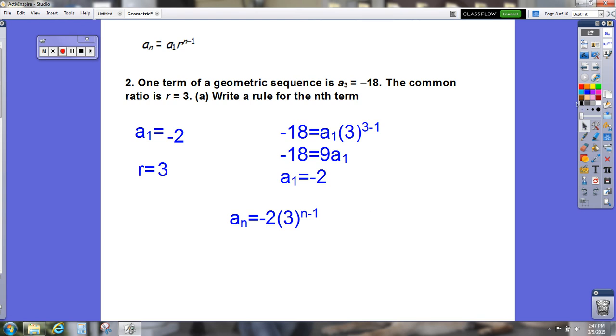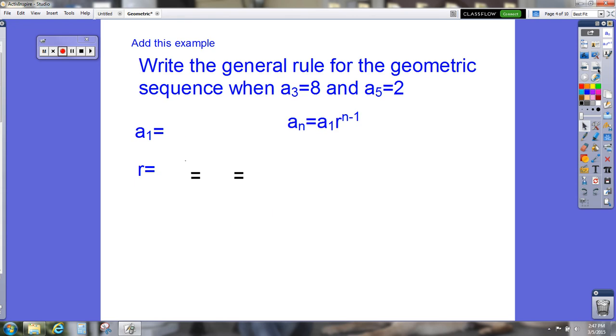All right, you need to add a problem. Add this problem to your notes. Take a moment, pause the video if you need to. We're going to write the general rule for the geometric sequence when the third term is 8 and the fifth term is 2.